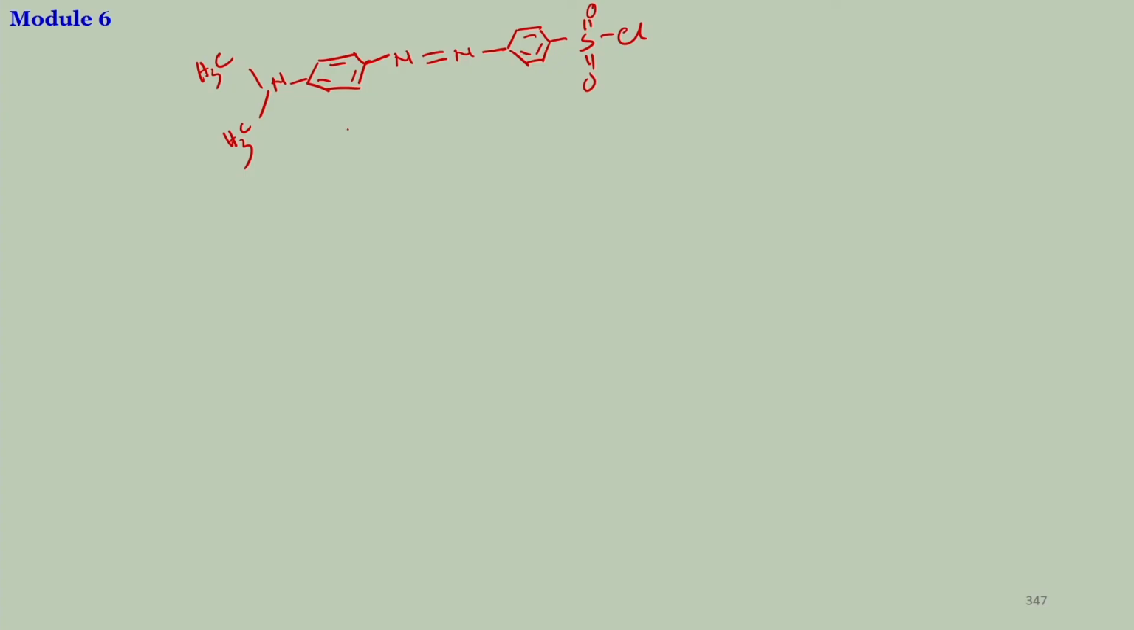This compound is known as dabsyl chloride. This shows fluorescence. Or there is another one called dansyl. What is the structure of dansyl chloride? Similar functionality.